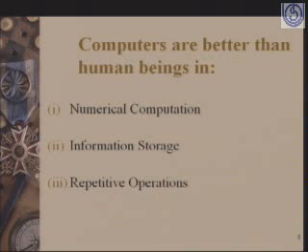So friends, next we'll look at those domains or skills in which computer systems are better than human beings, and then we look at those domains or skills in which human beings are still better than computer systems. First of all, please look at the next slide and you'll find that computers are much better than human beings, at least in numerical computation, in information storage and repetitive operations. Friends, I'll elaborate each of these separately.